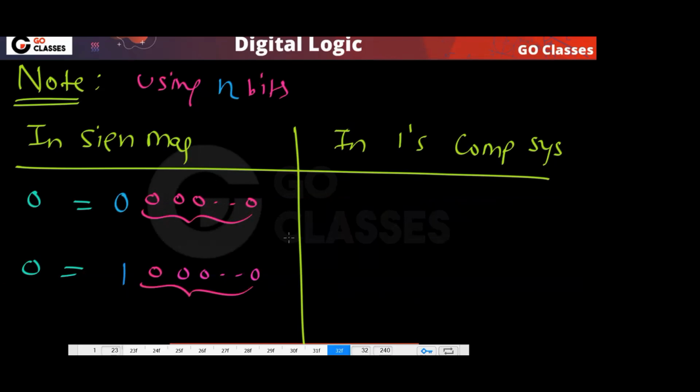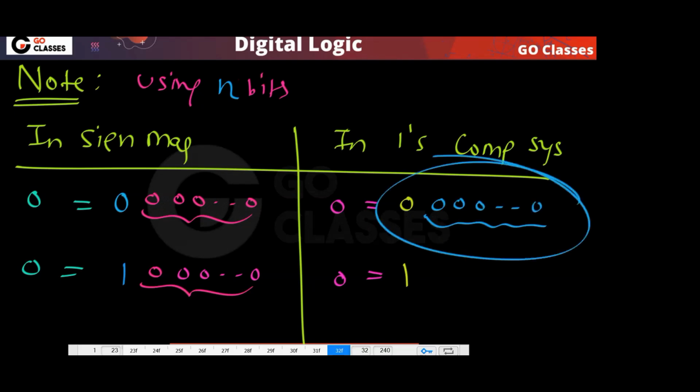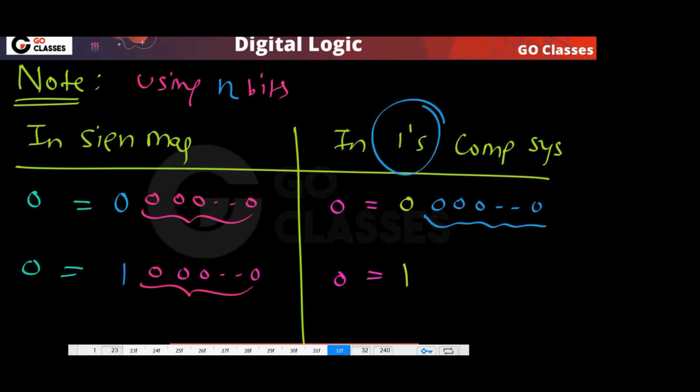Next, in 1's complement system, this 0 has 2 representations. Those 2 representations are like this. You have all zeros. This is your 0 in 1's complement system. Also in 1's complement system, this is also 0. All 1's is also 0 and all 0 is also 0. Is this clear to everyone?